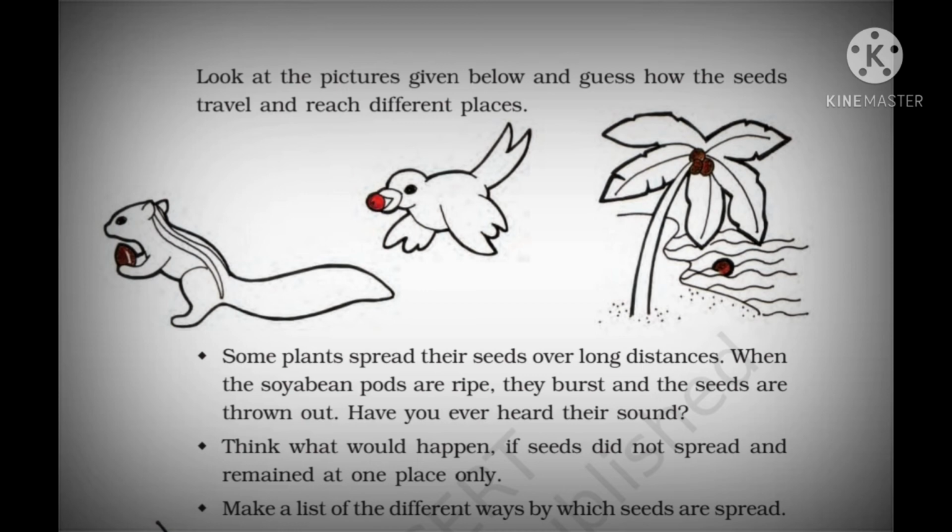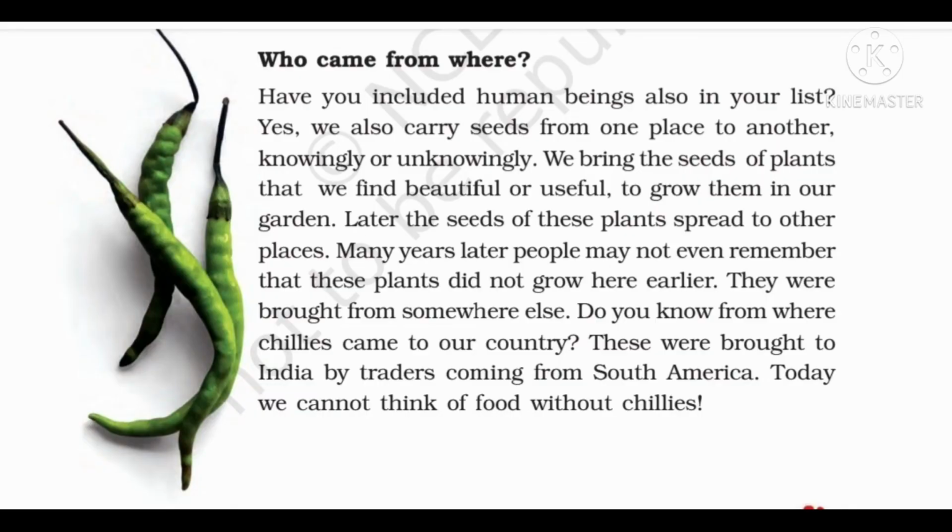Look at the picture given below and guess how the seeds travel and reach different places. Some plants spread their seeds over long distances. When the soybean pods are ripe, they burst and the seeds are thrown out. Have you heard the sound? Think what would happen if seeds did not spread and remained at one place. Make a list of the different ways in which seeds are spread. That will be your activity for the day.